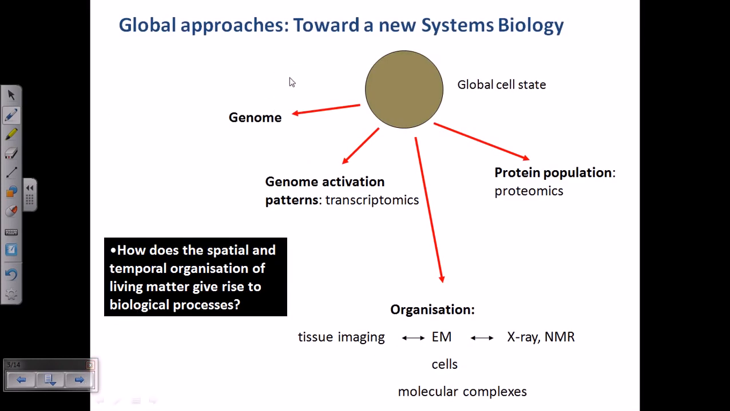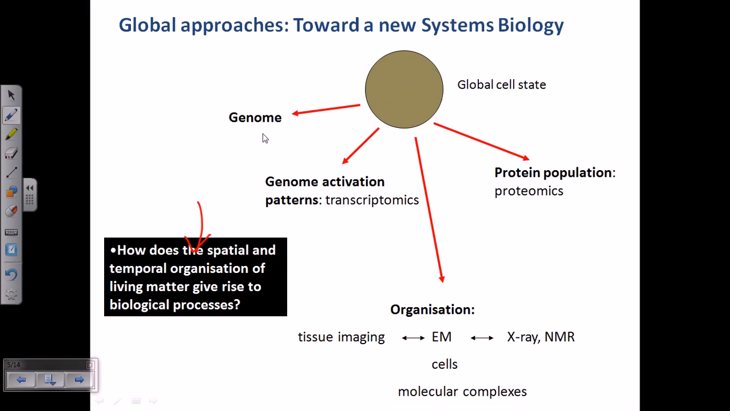Now, the global approaches towards the new systems biology can come from bioinformatics studies. So the question that we want to ask is, how does the spatial and temporal organization of living matter give rise to biological processes? This is an age-old question, coming to our minds from ancient times. Now it's time for answering these questions, and we can go very close to answering them by using bioinformatics. Now we can say this is the global cell state.